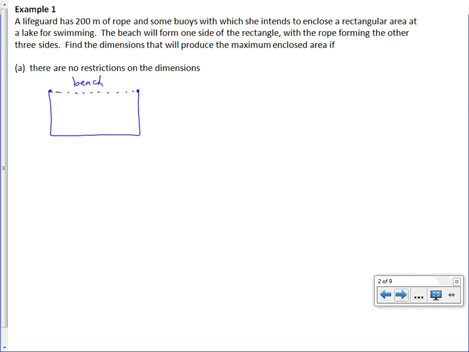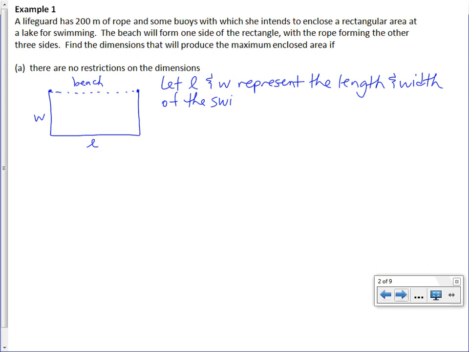So in this picture, I can put an L and a W, and maybe I'll start by defining, let L and W represent the length and width of the swimming area. Okay. Again, if you wanted to, you could do the let statements as separate let statements. Let L be the length, let W be the width. I just kind of tried to do a 2-for-1 special there. Okay.